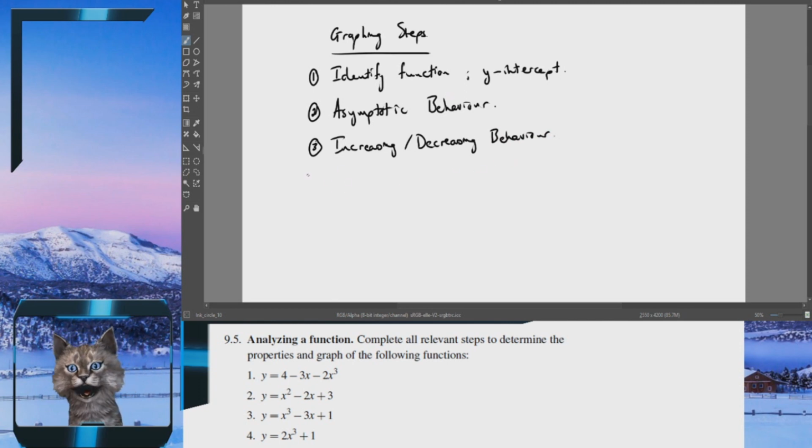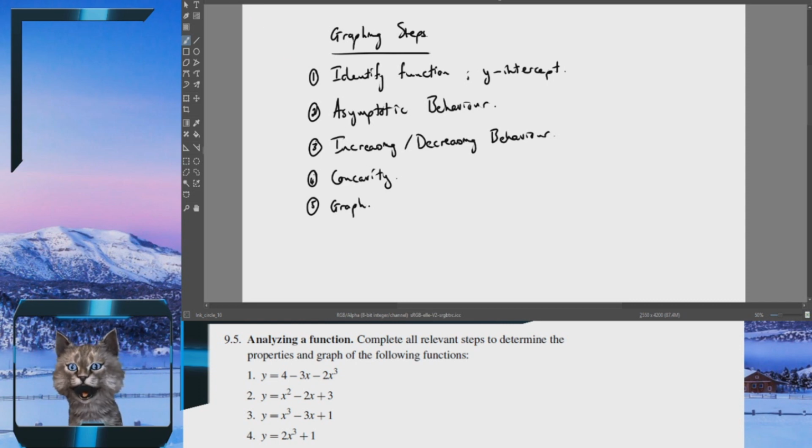And then step 4, we will look at what we call concavity. How does the graph bend? Does it bend up? Does it bend down? And where does it change? And lastly, we will use all that information to make the graph of the function.